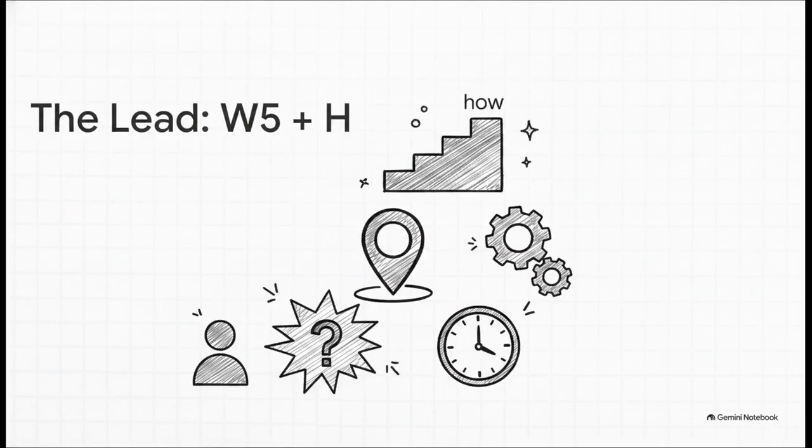And to be perfectly objective and completely thorough, the introduction of your news report, which in the biz we call the lead, absolutely must answer these critical questions. We call them the W5 plus H. Who is the story about? What actually happened? Where did it take place? When did it occur? Why did it happen? And how did it unfold? If you can nail those 6 questions right out of the gate, you're giving your reader exactly what they need to instantly grasp the core of the event.